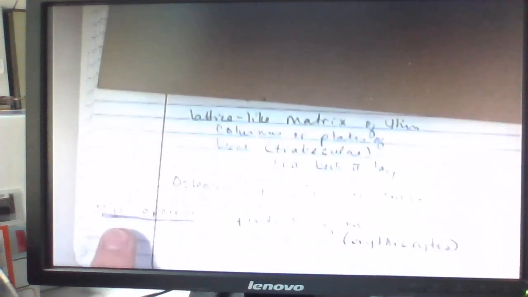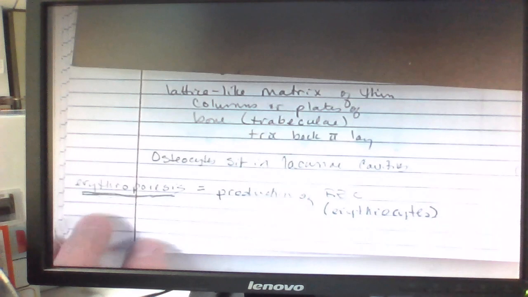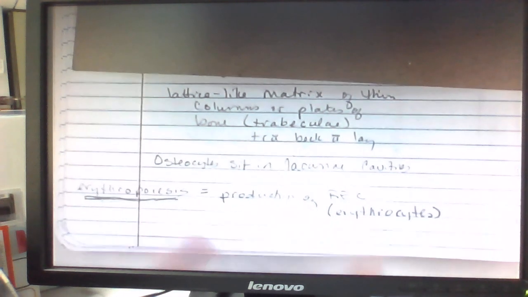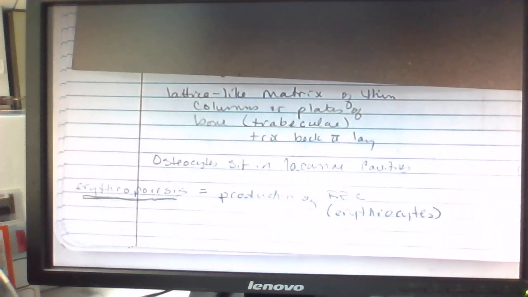So erythropoiesis, that is the production of red blood cells, the production of erythrocytes. So erythropoiesis, erythrocytes. I can't remember the context in which I've seen that term, so I just kind of threw it in there. Come across it again. So erythropoiesis is a process. It's the production of red blood cells, which makes sense because red blood cells are erythrocytes.